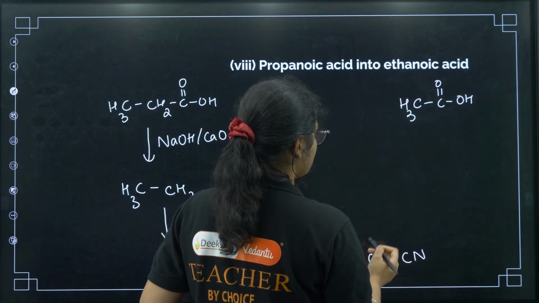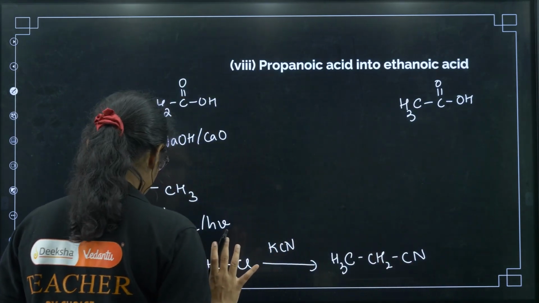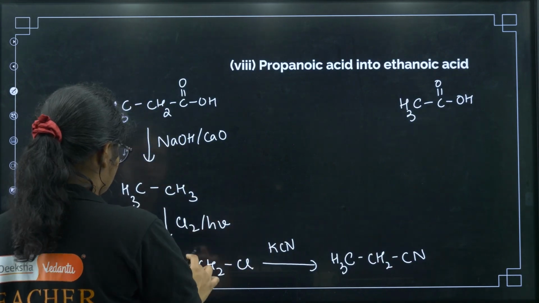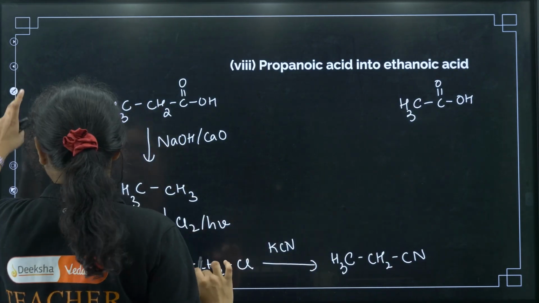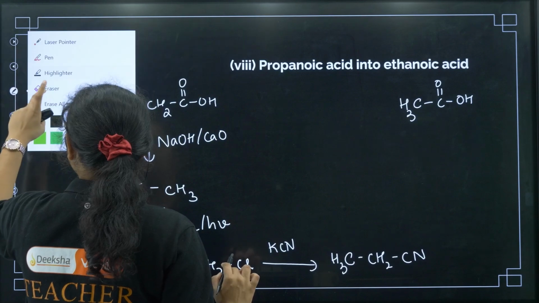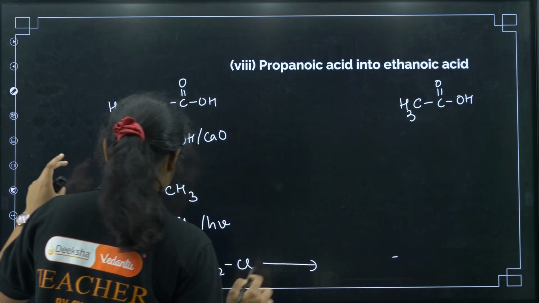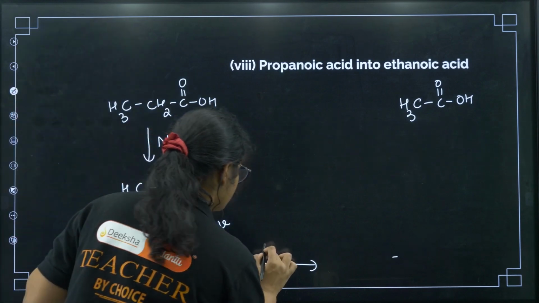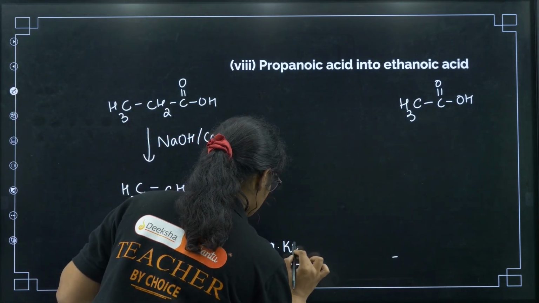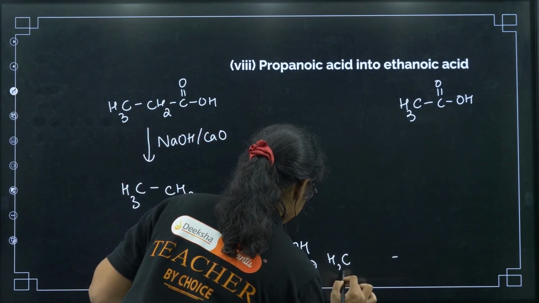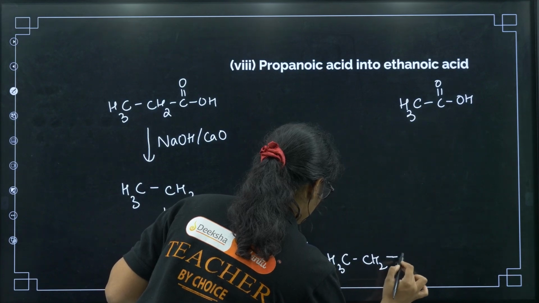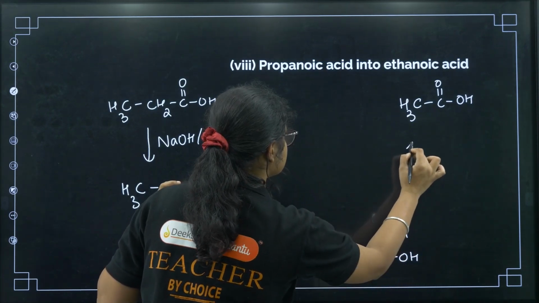That will give me CH3CH2CN. And once you got this one, one second, decarboxylation, I got 2 carbons, right? Fine, here I made a mistake. We do not have to get 3 carbons again, right? So what I can do is treat it with aqueous KOH. So you will get CH3CH2OH, and then you can do oxidation.